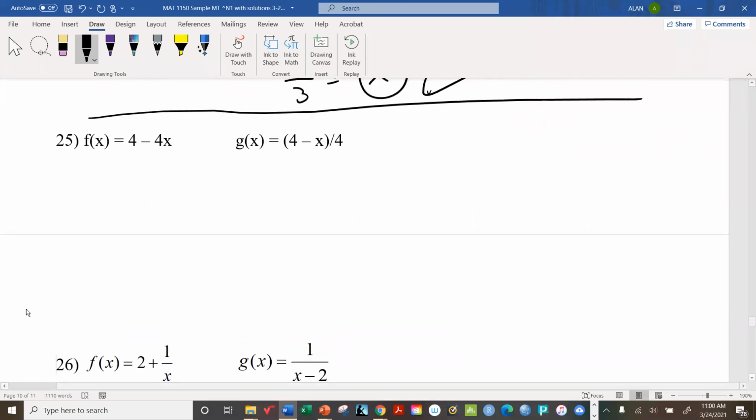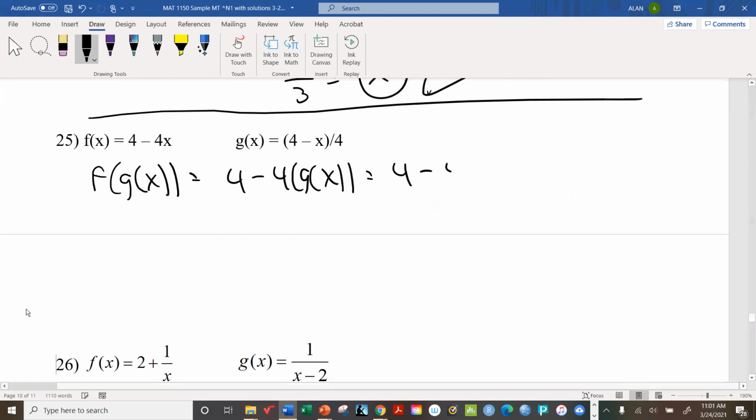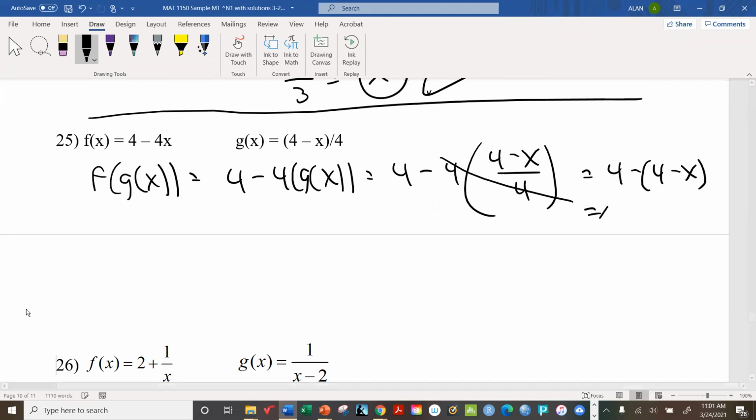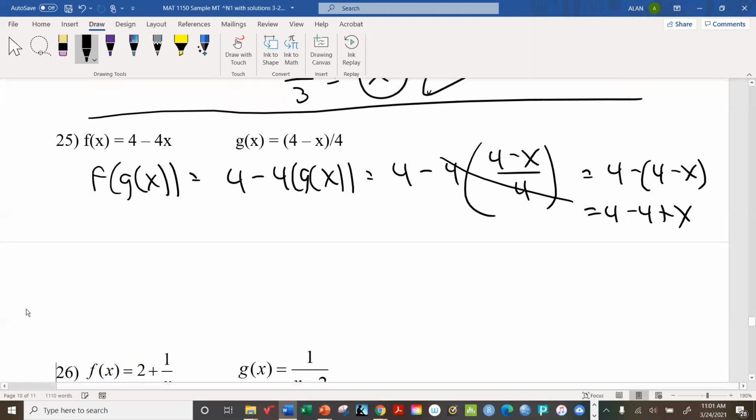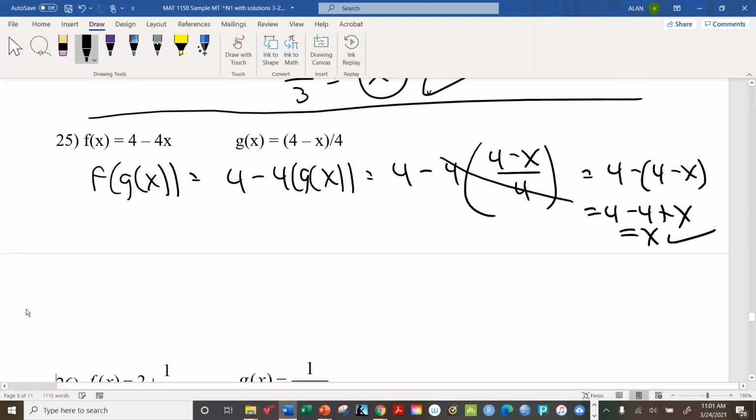All right, so we'll begin with f of g of x. So remember, it's just a question of replacing each x with g of x. These 4's cancel out. So you got to be very careful here with the negatives. Oh man, so that one worked very well. It would have been so easy to mess that one up.